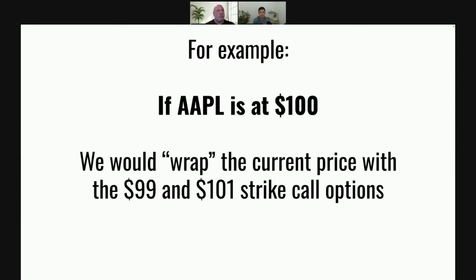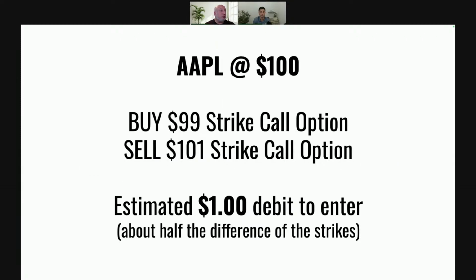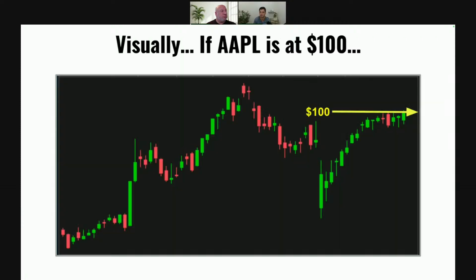So, for example, if Apple's at $100, we would then wrap the current price with the 99 and 101 strike call options. So in this example, you would be buying to open the 99 strike call option and selling to open the 101 strike call option. Again, just wrapping that price. And you want to enter for about half the difference of the spread. And yes, it is also called a vertical spread in some brokerages. In Thinkorswim, it's called a vertical.